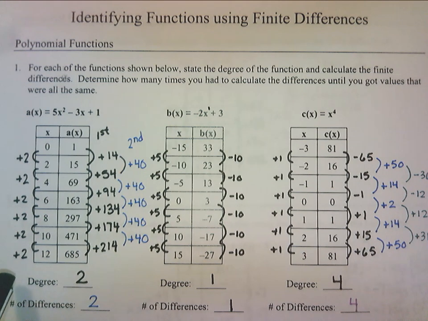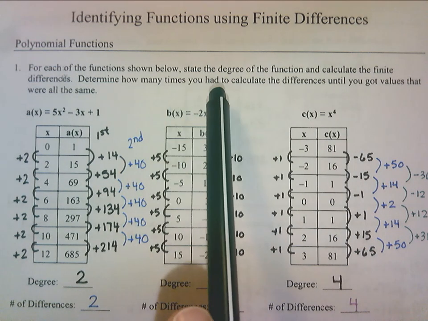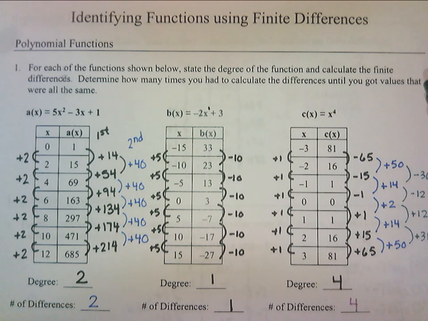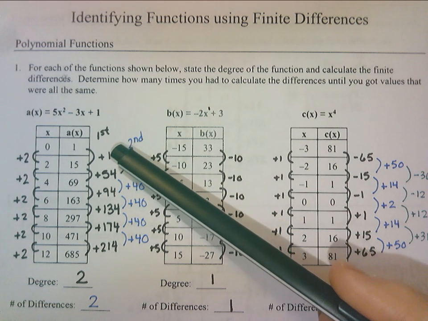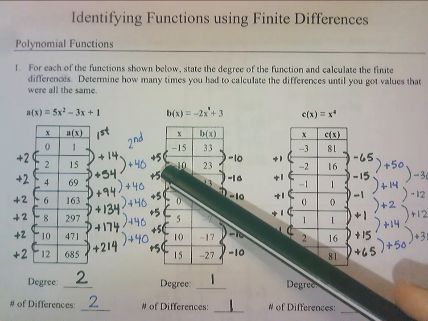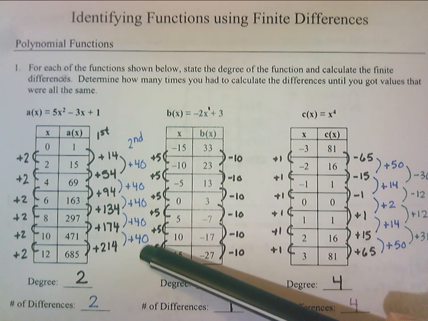On the x side, they're all equal, so I don't need to do those ones again. But on the y side, they are not equal yet, and part of what it asked us to do was determine how many times we would need to do the differences until we get values that are all the same. So what I did was I calculated the differences of my differences. Those are called the second differences.